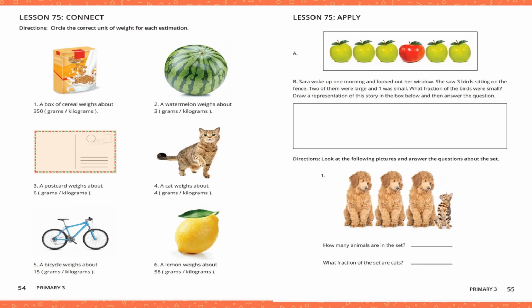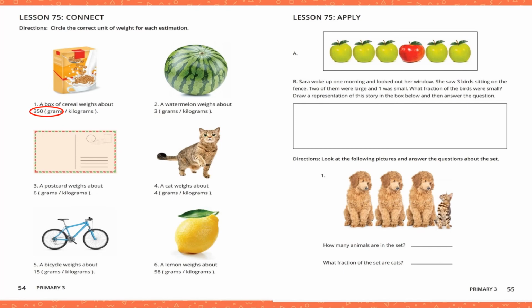The correct part. Circle the correct unit of weight for each estimation. Here we have a box of cereals. It weighs 350 grams or kilograms. Is it very heavy? 350 kilograms, or it's light? 350 grams. Yes, it's light.